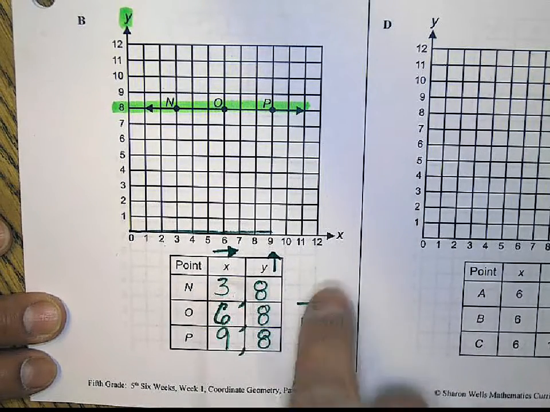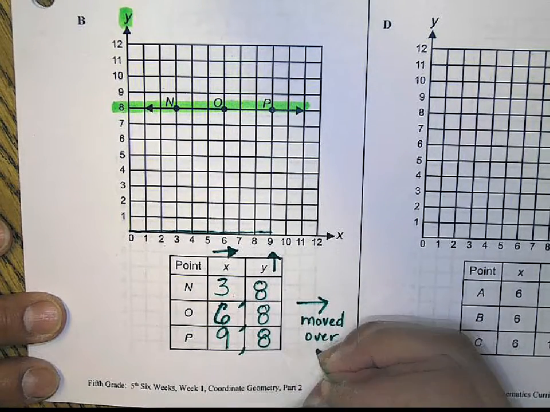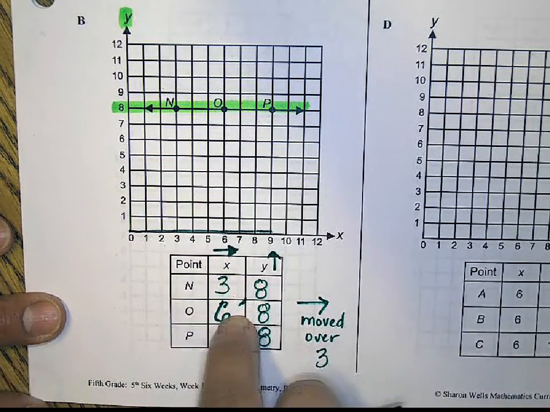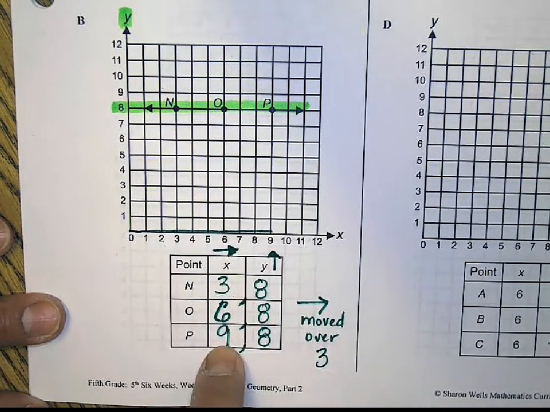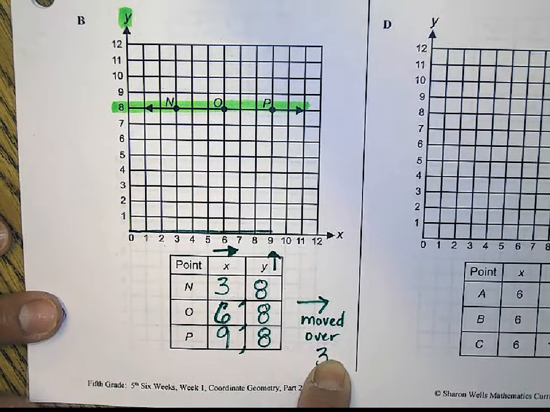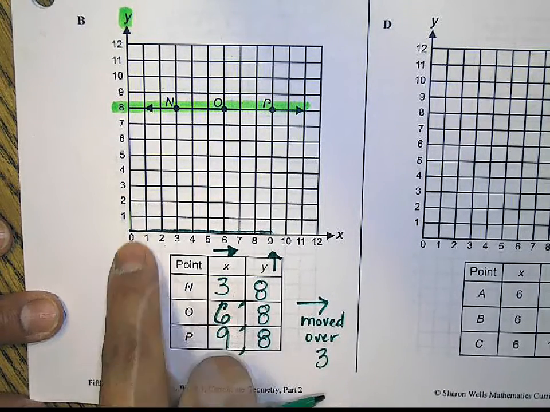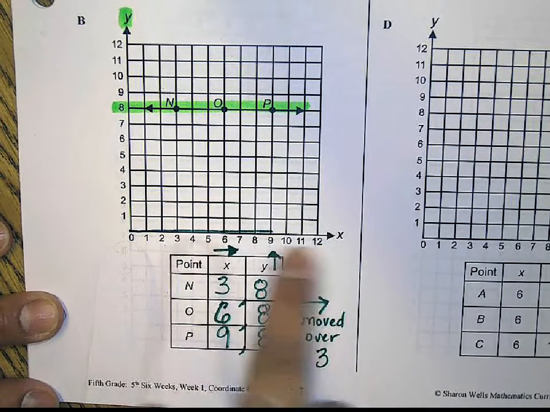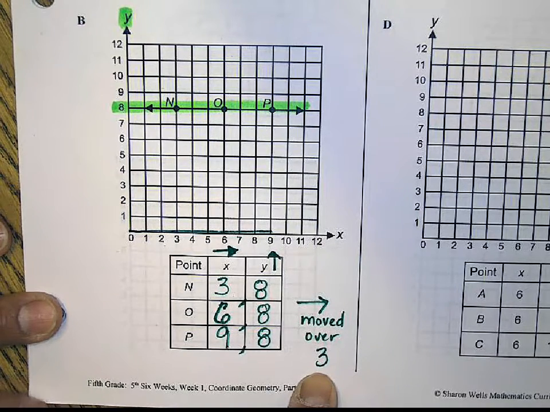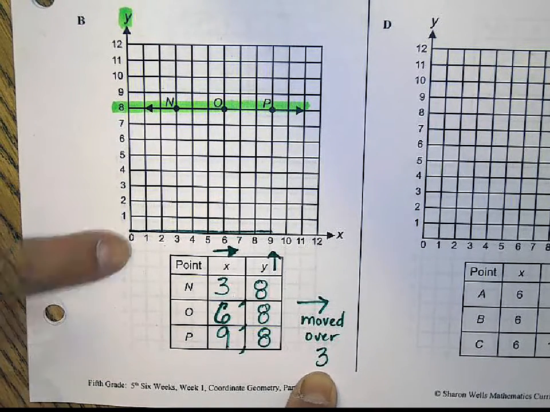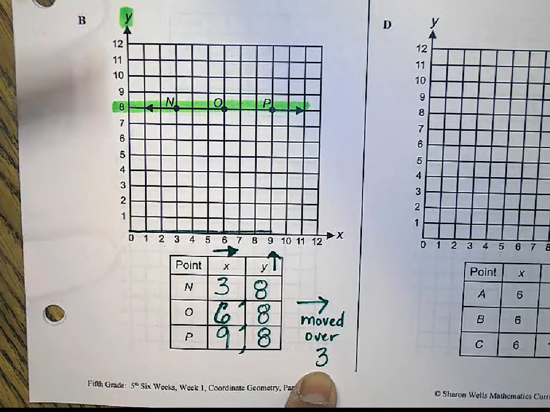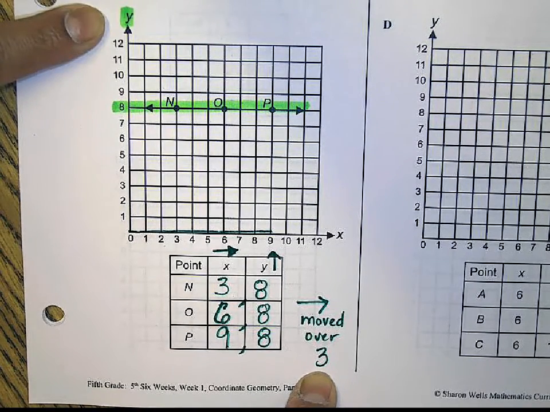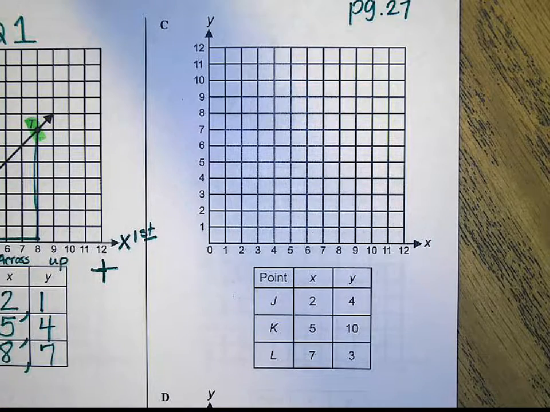From 3, 4, 5, 6. How many did we move? 3. From 6, 7, 8, 9. How many did we move? So what is my pattern? That I'm increasing to the right on my x-axis. I'm increasing on my x by how many? 3. What stays the same? 8. My y-axis, right?